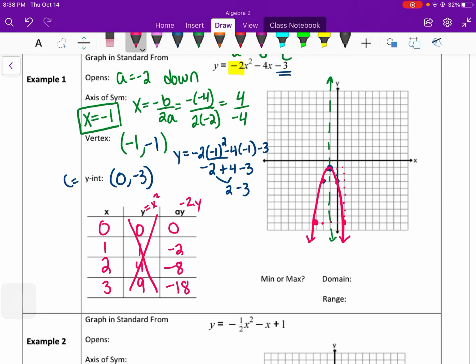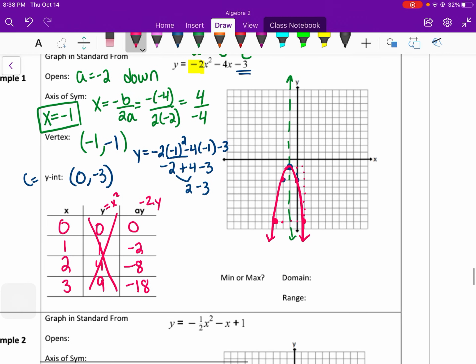This graph is more narrow than the parent function because the A value is 2, so it's dropping faster. And so we would say that there's a vertical stretch here. There's also a reflection over the x-axis because it's opening down. And then it's been shifted to the left one and down one as well. The vertex is a maximum point because it opens down. That maximum is at y equals negative 1. That's the highest y value.